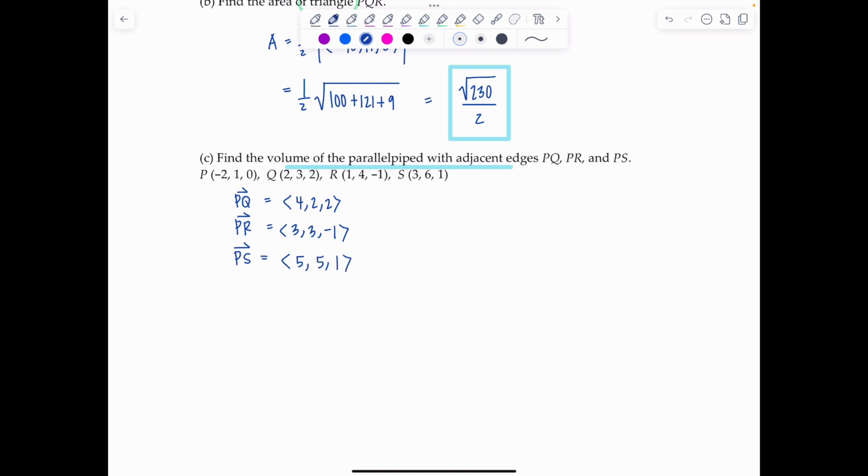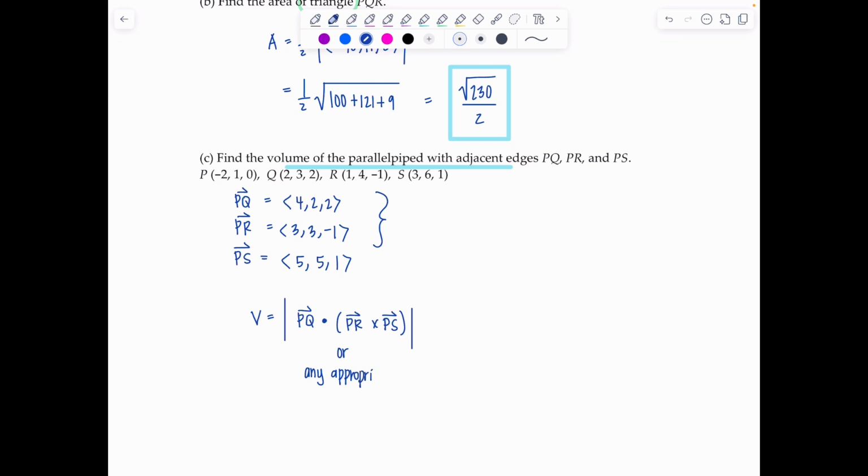Okay, now to get the volume, basically you just need to take the absolute value of the dot product of one of the vectors with the cross product of the other two. Okay, lots of variations allowed here. The answer comes out the same regardless. So let me just cross PQ and PR. Is that what I did? Negative 2 minus 6. Oh yeah, or any appropriate variation.